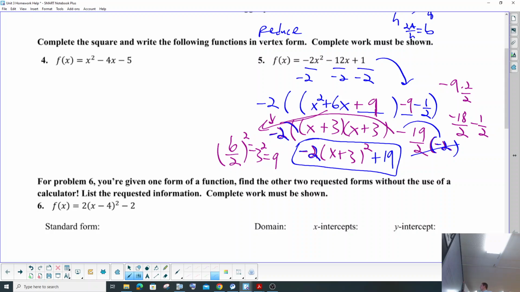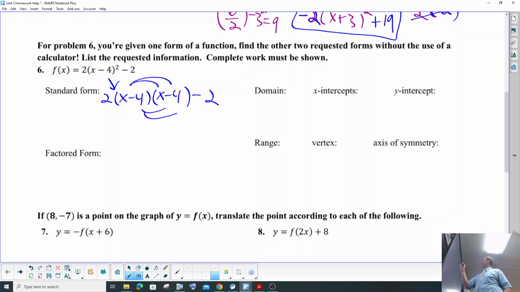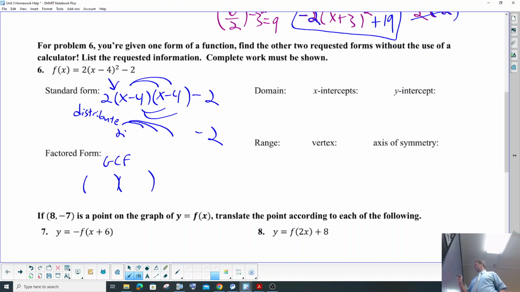Okay, good. So number 6, I'm going to give you some hints there to get you going. So to get to standard form, you have to multiply x minus 4 times x minus 4 first, right? So then you have to FOIL that out, seashell, seashell. Then distribute the 2 through, and then you minus 2, right? And then you have to also do factored form. Maybe pull out the GCF first. And so that's how you find the standard form, factored form.